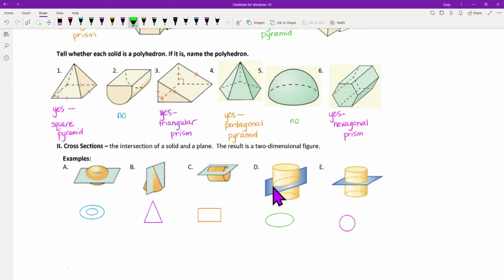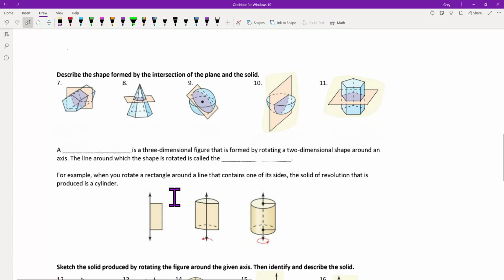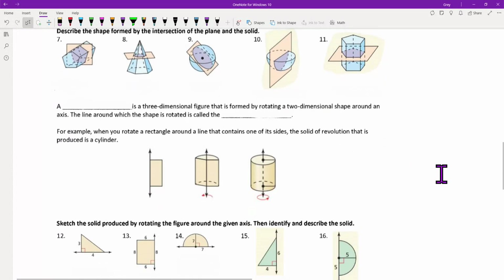So the difference that we have between these two is this plane is not parallel to my base. This plane is parallel to my base, which is why I have a circle. All right, turn your papers over. Describe the shape formed by the intersection of the plane and the solid. All right, the key here, y'all, is it said describe. It didn't say to draw it, so you're going to use your words.